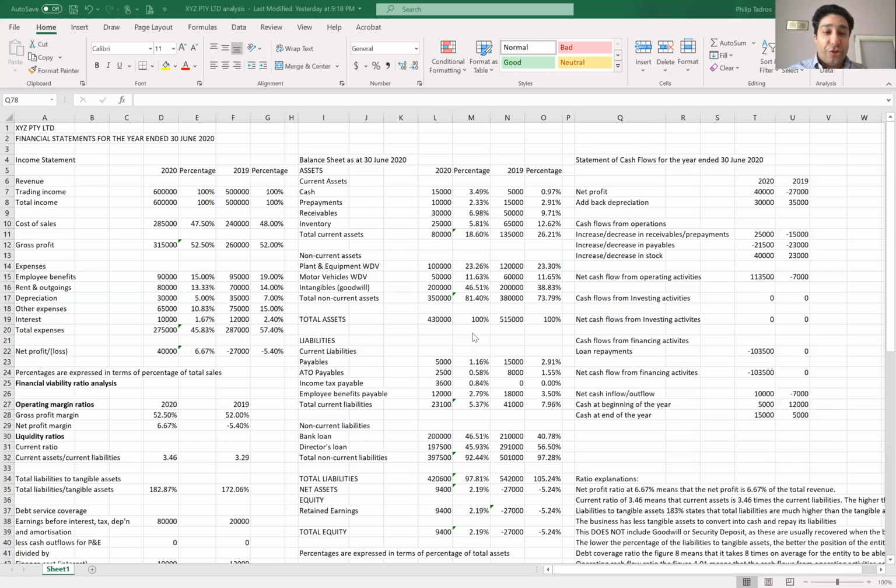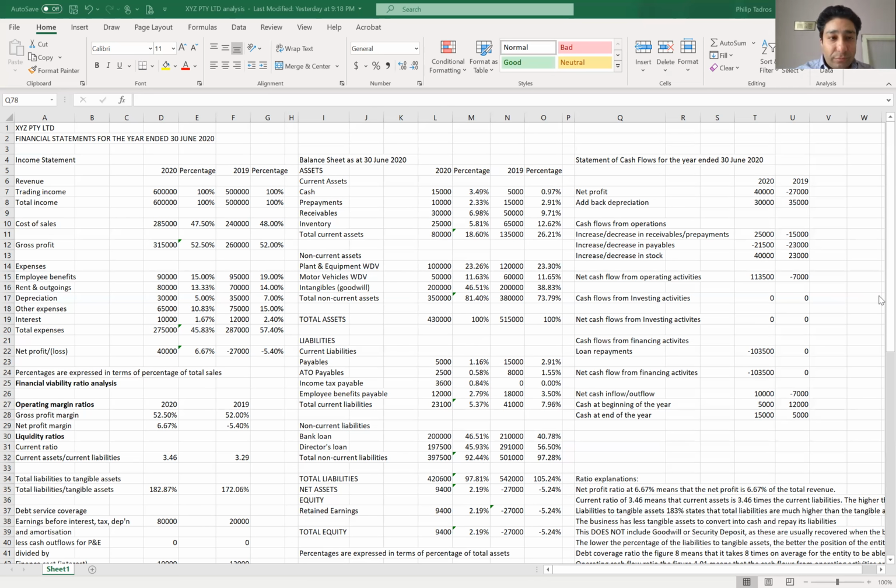Is it in a good position to pay off its non-current debt, or is it going to fall into a little bit of trouble? And then you have your equity, which represents 2% of your total assets. Ideally, the equity should represent around about half or more than half of your total assets.